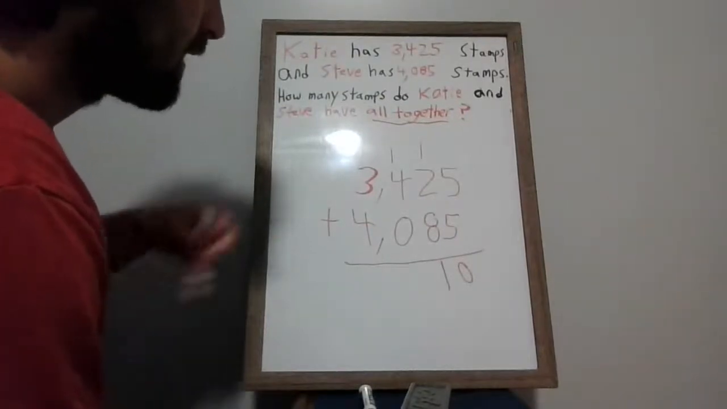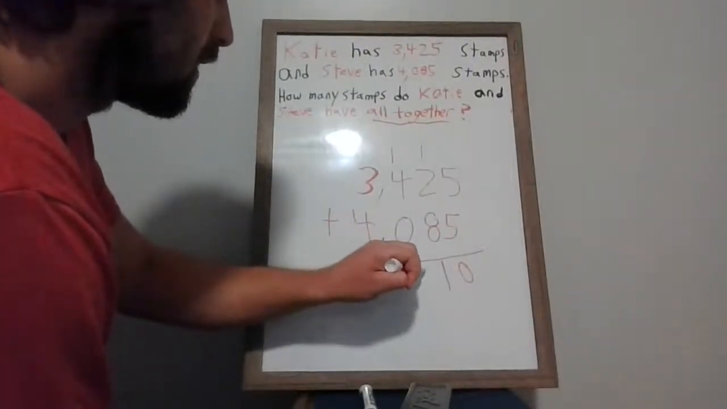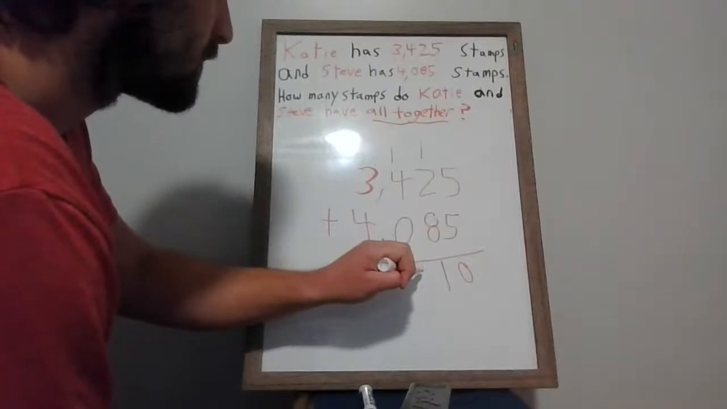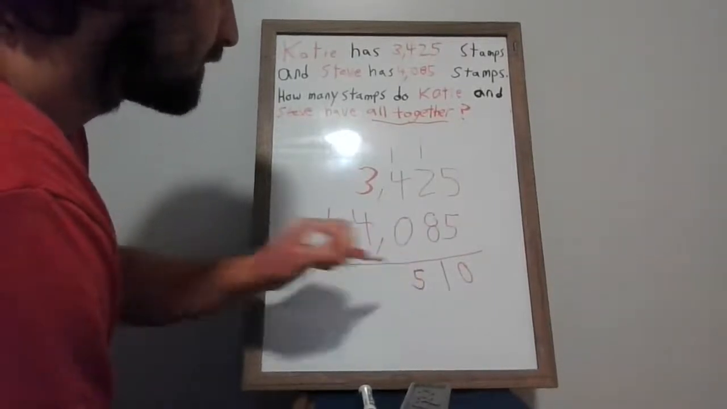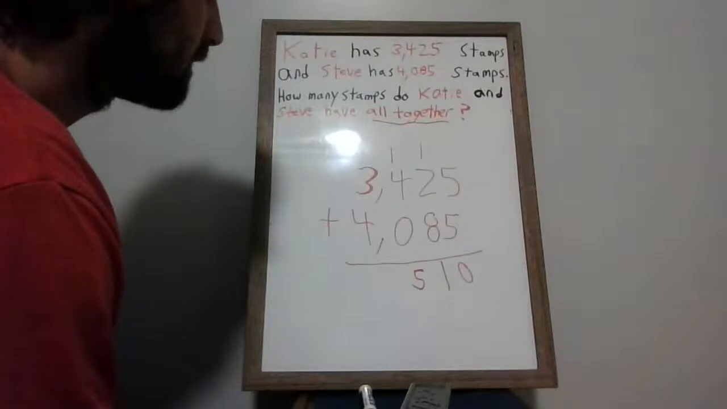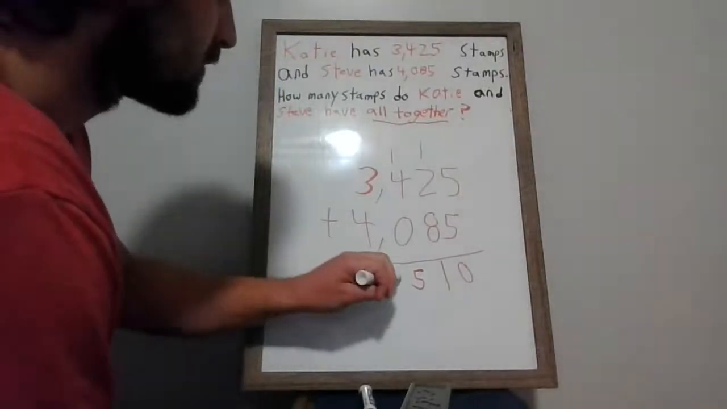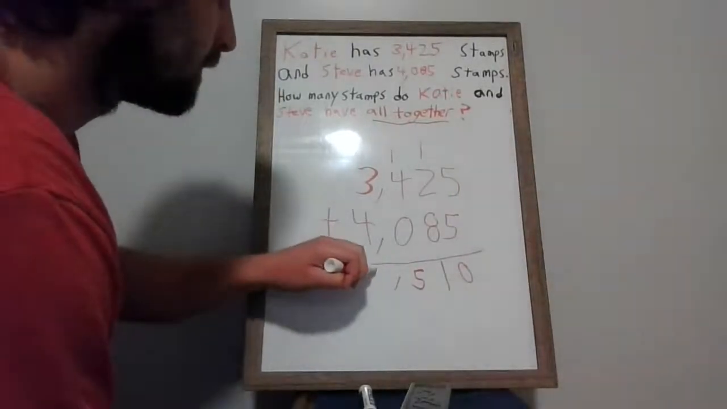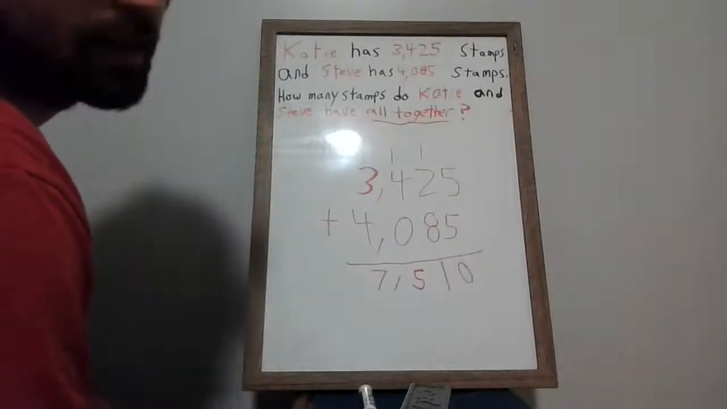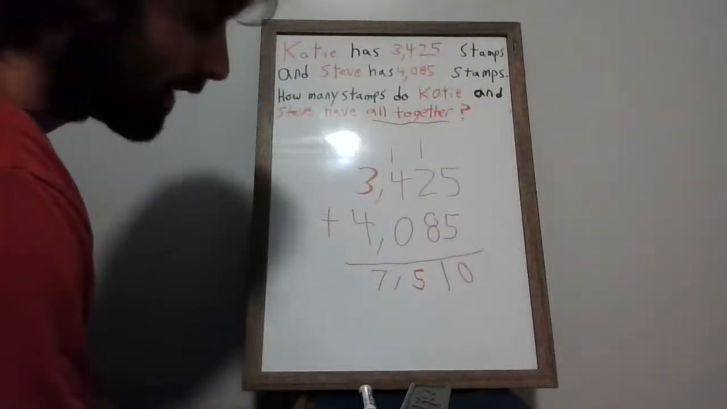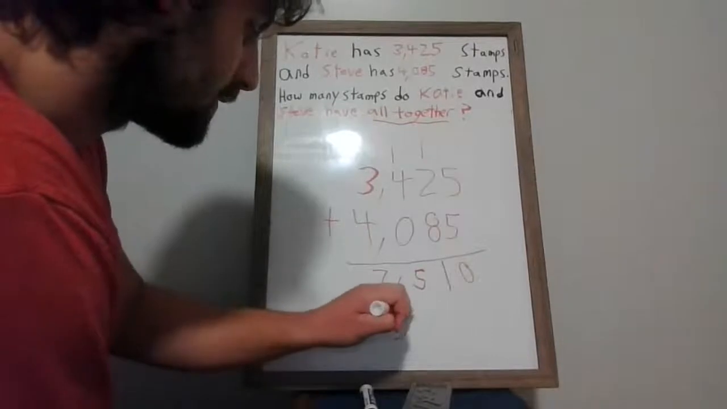1 plus 4 is 5, plus 0 is 5. Now thousands place, 3 plus 4 is 7. So our answer is 7,510 stamps. That is our answer.